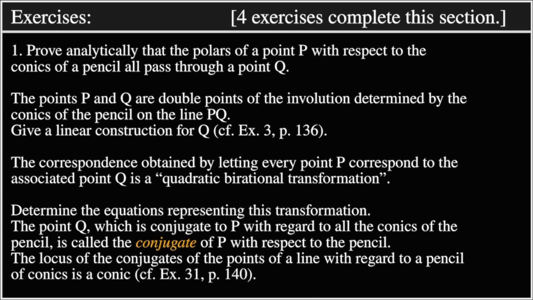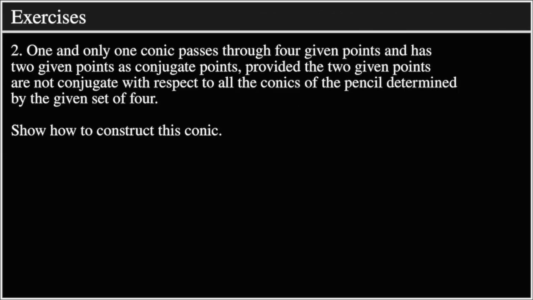The point Q, which is conjugate to P with regard to all the conics of the pencil, is called the conjugate of P with respect to the pencil. The locus of the conjugates of the points of a line with regard to a pencil of conics is a conic, see exercise 31, page 140. 2. One and only one conic passes through 4 given points and has 2 given points as conjugate points, provided the two given points are not conjugate with respect to all conics of the pencil determined by the given set of 4. Show how to construct this conic.